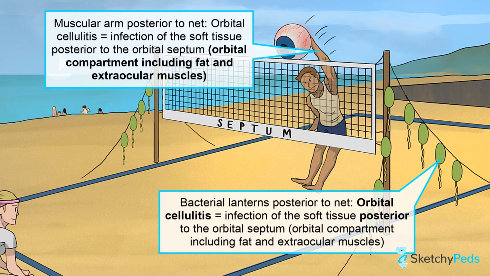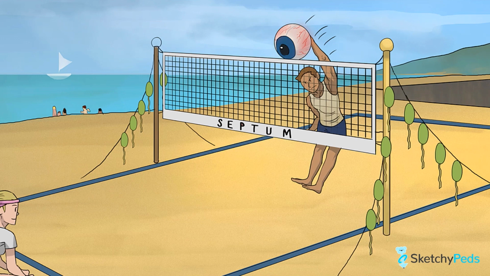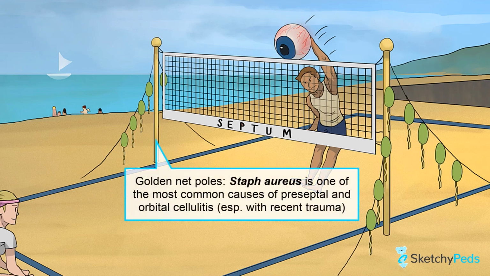Remember, this is where the ocular muscles live, symbolized by the muscular arm spiking the eyeball behind the net. The extraocular muscles will be important later, so stay tuned. Throughout the sketch, you will see the features associated with orbital cellulitis on or around the posterior side of the court. In order to know how to treat these infections, it's important to know which bugs are common causative agents.